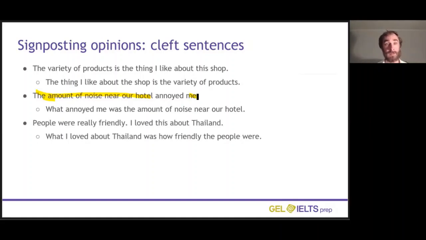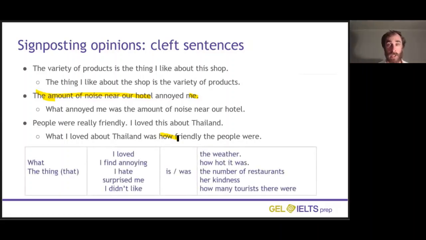Here we have two sentences. People were really friendly and I loved this about Thailand. So here I have an opinion about the level of an adjective. I have an opinion about the level of friendliness or how friendly people were. So I've added the word how. What I loved about Thailand was how friendly the people were. These kinds of cleft sentences are great for giving yourself time to think. What I love most about my hometown is... The thing which really annoys me is... They're really useful for introducing an opinion or an emotion.